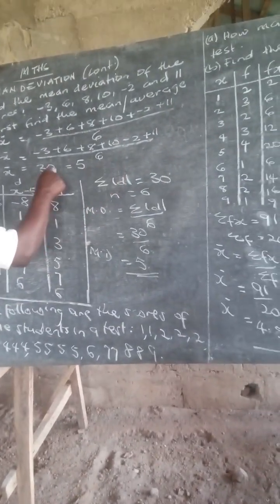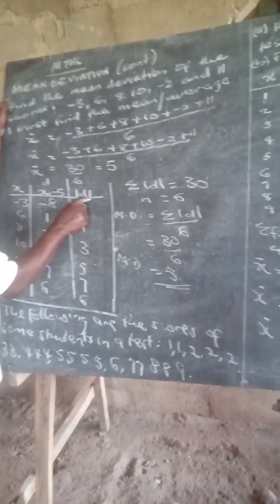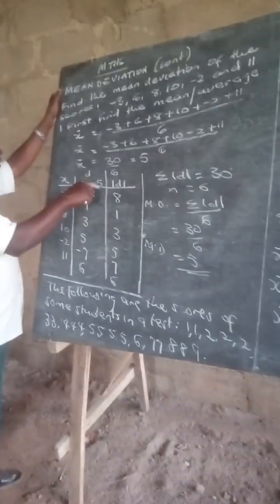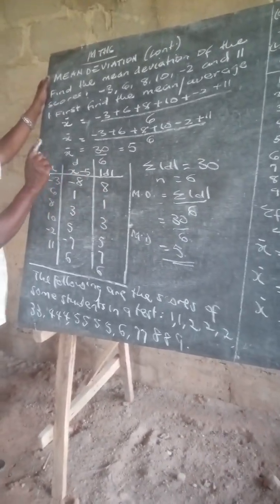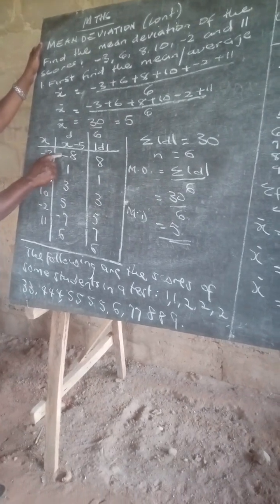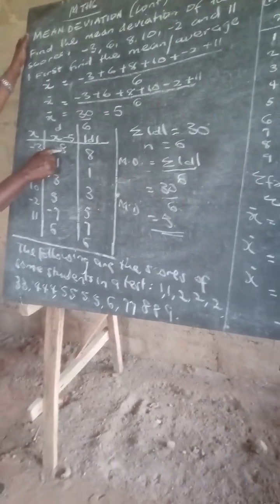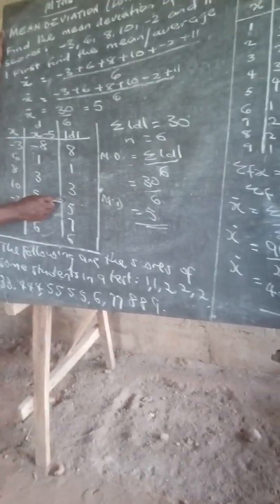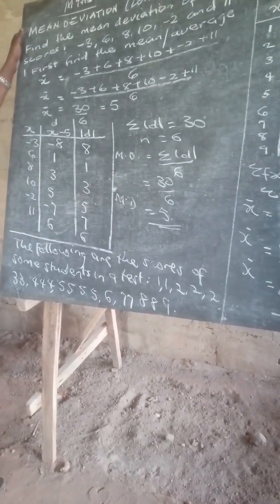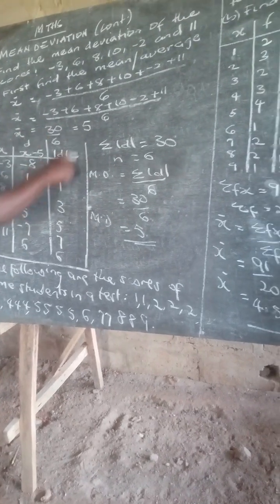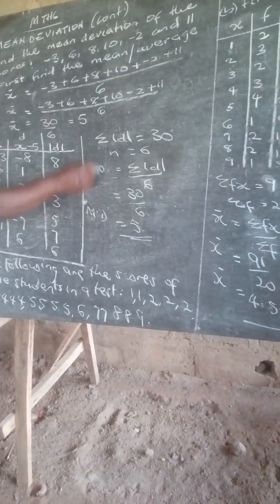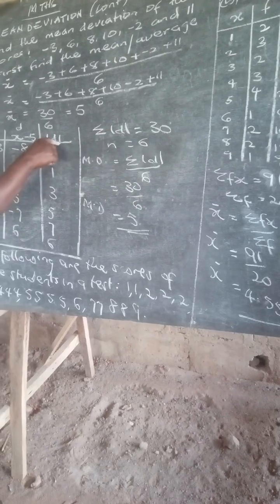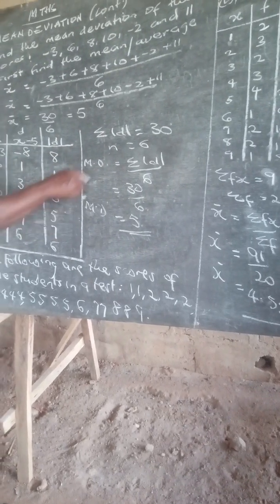Summation. So you turn deviation to modulo deviation. That is, you just focus on the numerical values of the deviations. Forget about the signs. What is the numerical value? 8. So minus 8 becomes 8. Minus 7 becomes 7. 5 is already 5. 3 is already 3. So you add everything under this column. That is summation, sigma, modulo deviation.